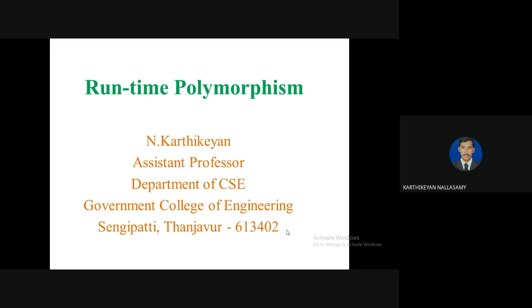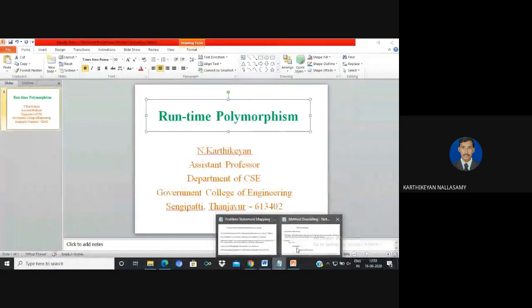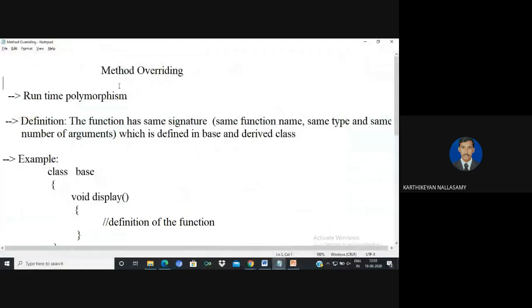In this video, I'm going to explain the concept of runtime polymorphism. We know that polymorphism is one of the very important elements in object-oriented programming. Polymorphism is the ability to take more than one form, and it can be classified into two types: one is called compile-time polymorphism, and the second is called runtime polymorphism.